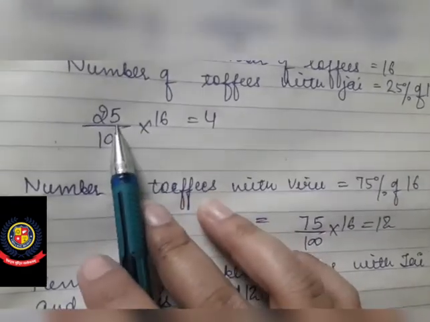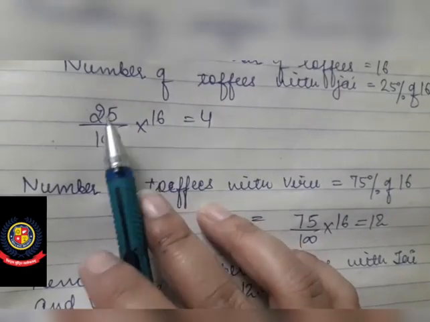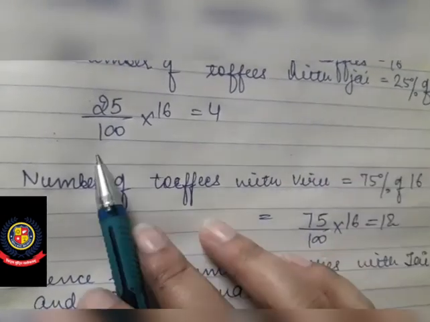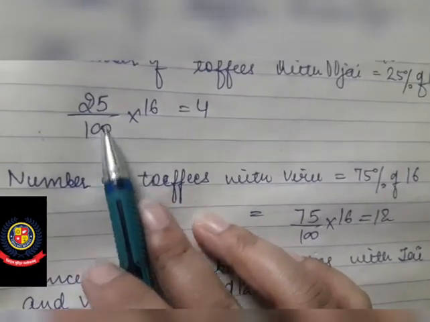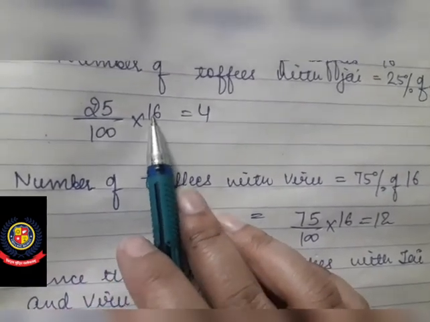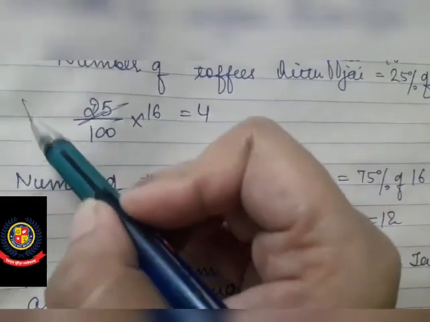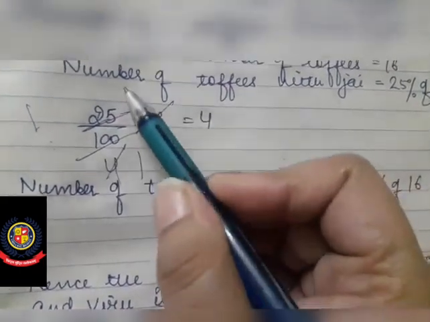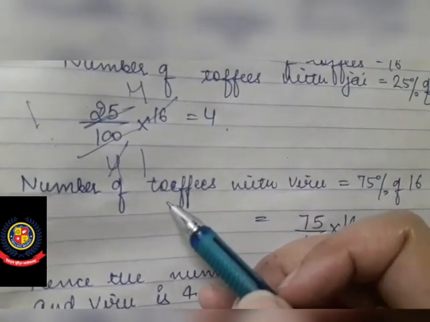So now students, 25% of this 16 we have to find. So we have to remove the percentage from here. When you remove the percentage, you will write 100 in the denominator. So 25 upon 100 into 16. So simple, 25 1s are 25 and 25 4s are 100. 4 1s are 4 and 4 4s are 16. So 4 you will write over here.